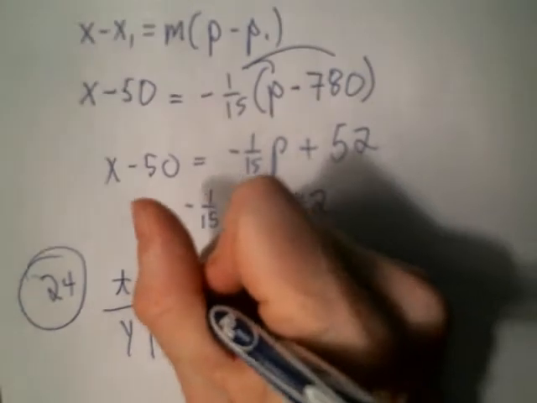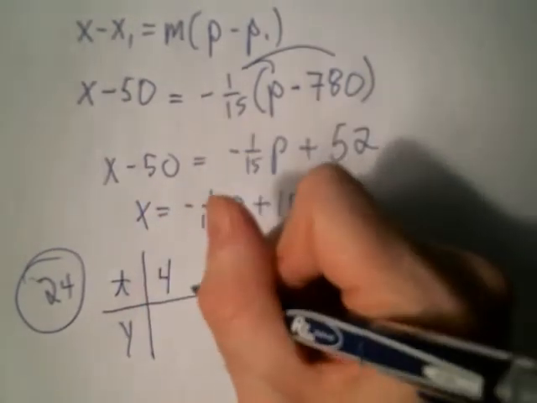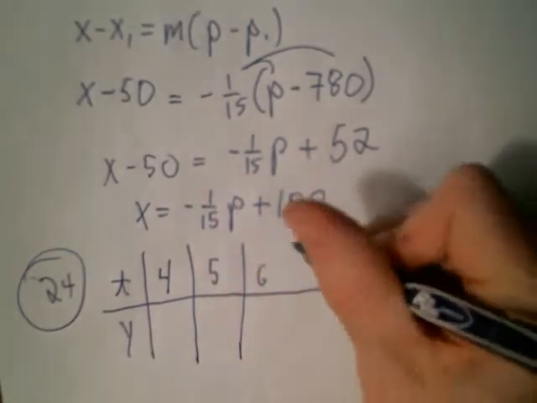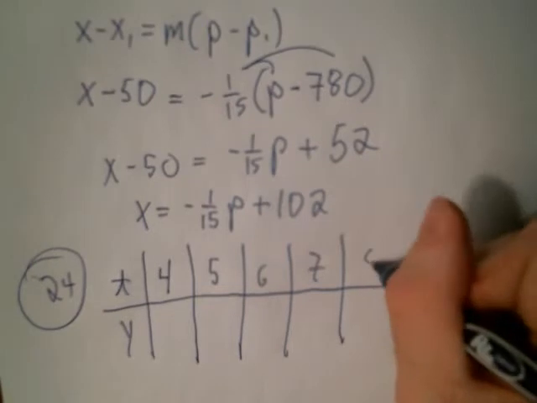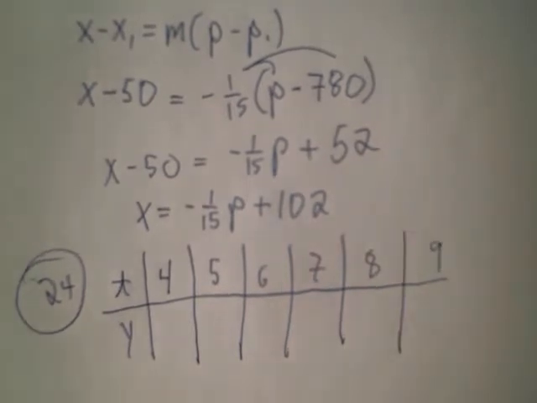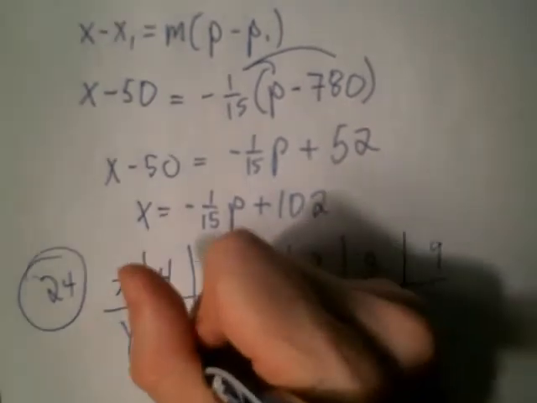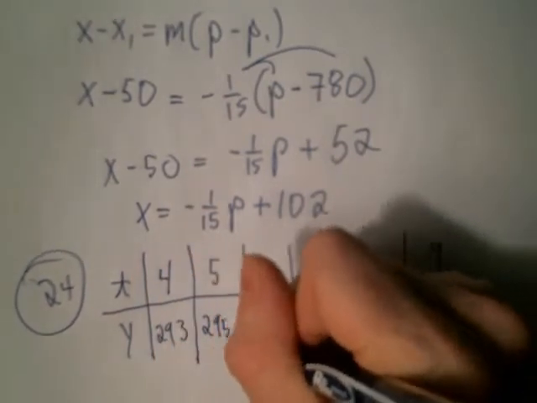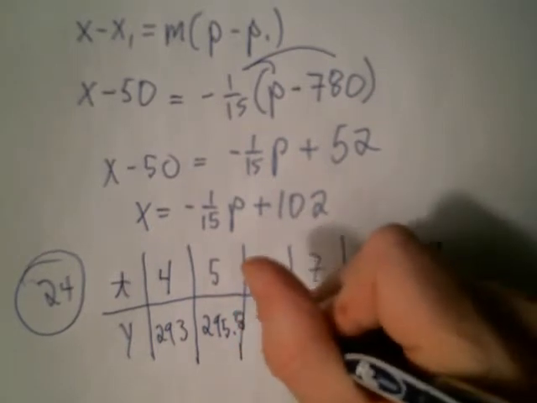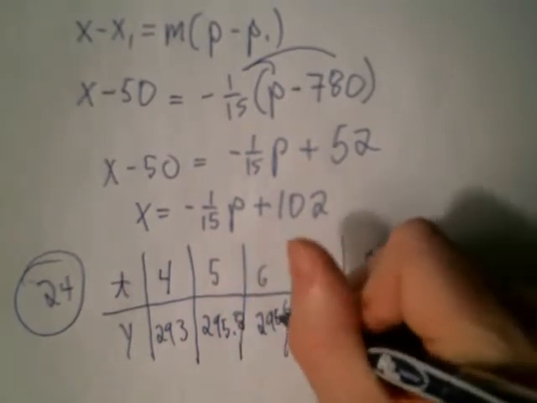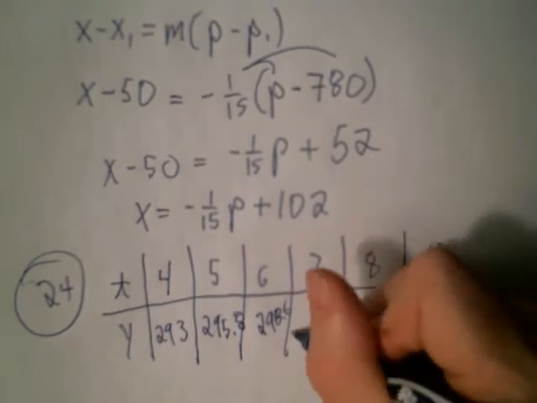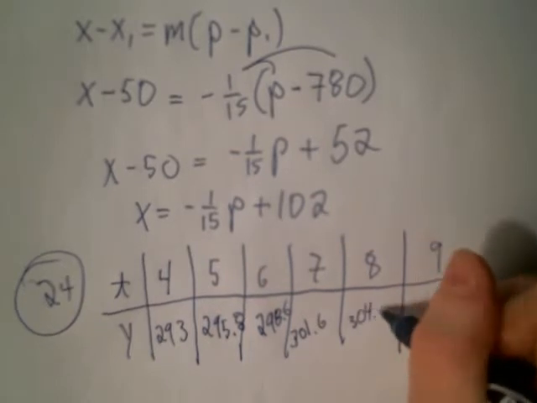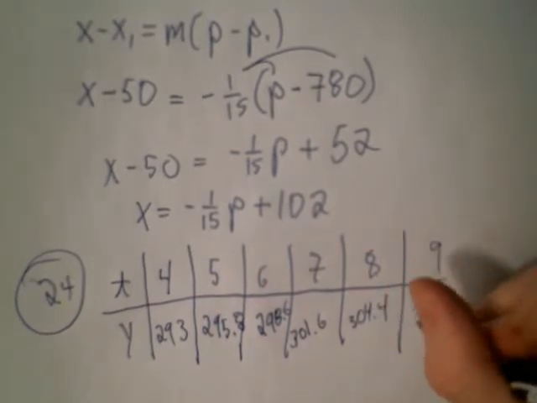So starting in year 4, which represents the year 2004, and then we're going to go all the way up to year 9. Okay, and then in millions, 293 million, 295.8 million, 298.6 million, 301.6 million, 304.4 million, and 307 million.